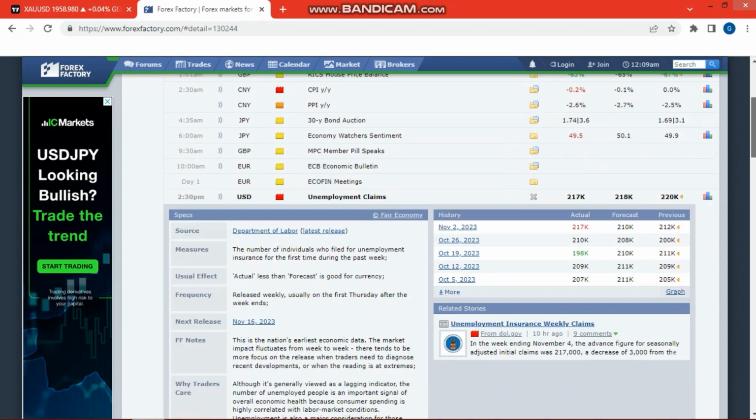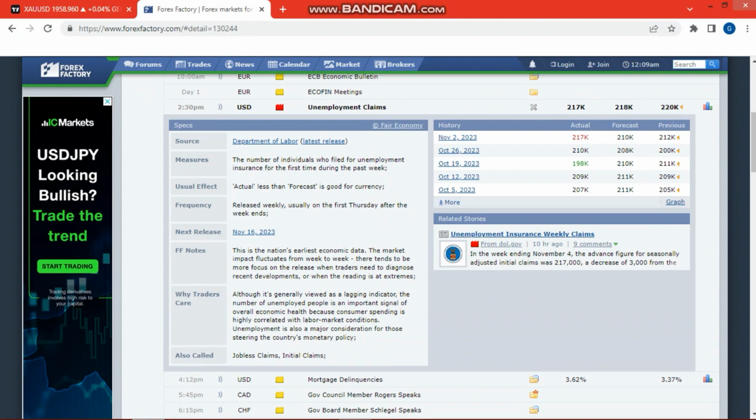Now, here's the interesting part. You see this source, these measures, usual effect, frequency, next release, FF notes, why traders care, and so on. But what you are interested in is this usual effect. What you just want to know is, the actual less than forecast is good for currency. So that means vice versa is bad for currency. If actual less than forecast is good for currency, it means actual greater than forecast is bad for currency. So vice versa, like that.